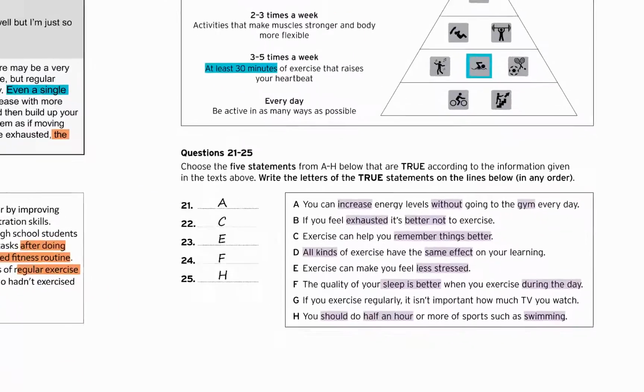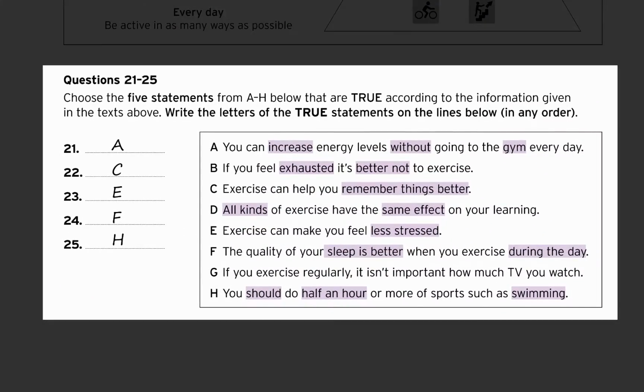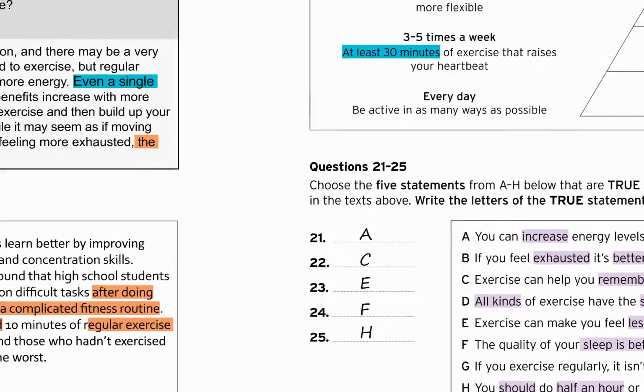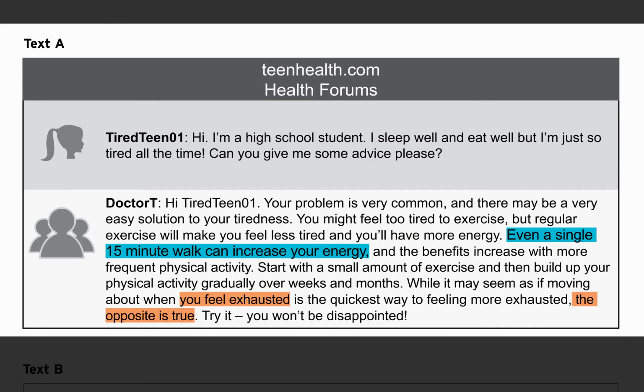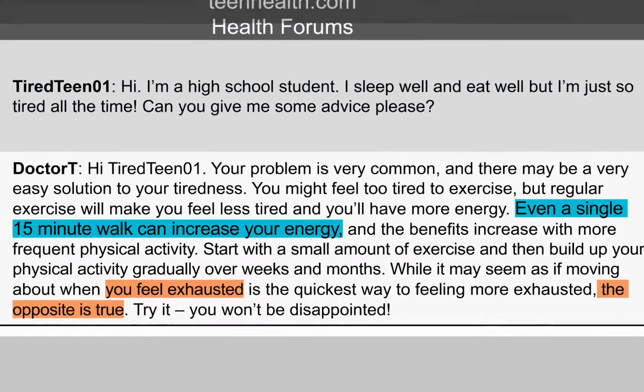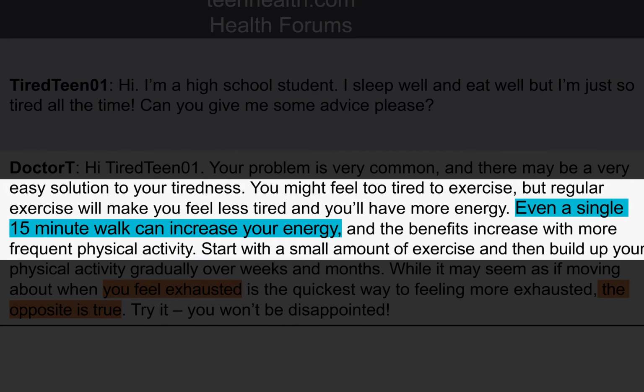So, let's look at 21. The answer was A. This means it's a correct sentence. So A says you can increase energy levels without going to the gym every day. Why is this correct? Well, let's have a look in text A over here. And remember, the blue is showing you why the answer is true. So this sentence here tells us even a single 15-minute walk can increase your energy. So the words we're looking for are increase, that's here, and in the question.